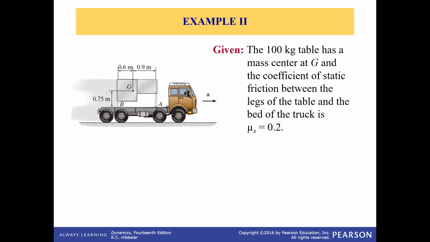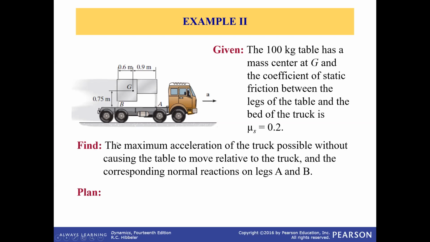Example 2 says the 100 kilogram table has a mass center at G, and the coefficient of static friction between the legs of the table and the bed of the truck is 0.2. So there's a desk on the bed of the truck here. It's asking you to find the maximum oscillation of the truck possible without causing the table to move relative to the truck, and the corresponding normal reactions at legs A and B.